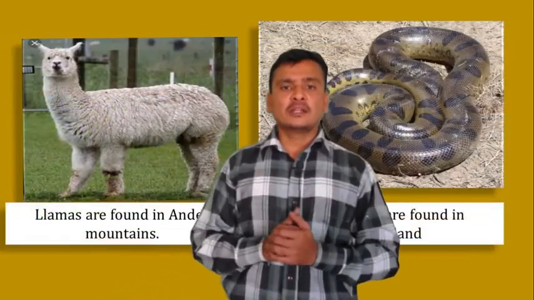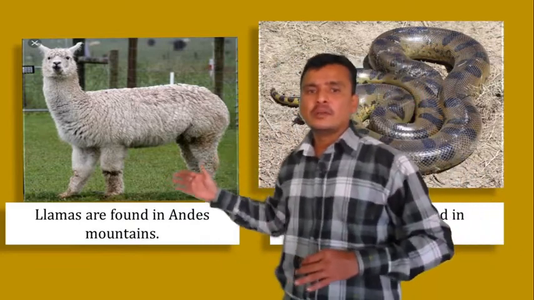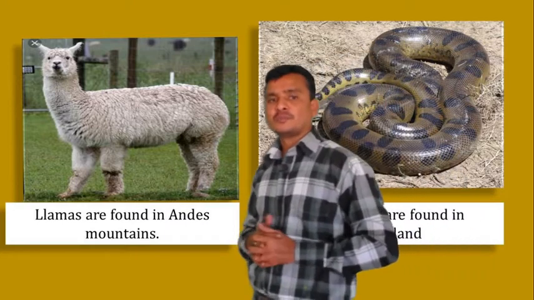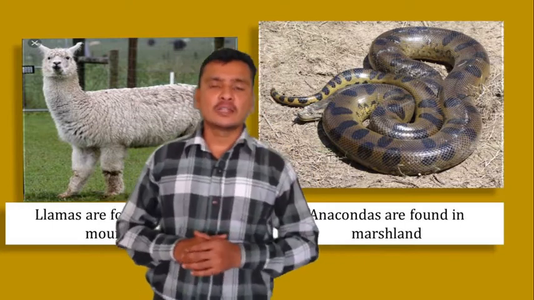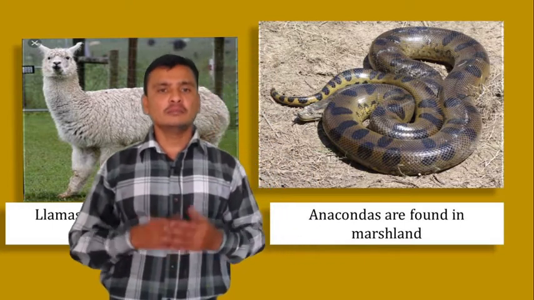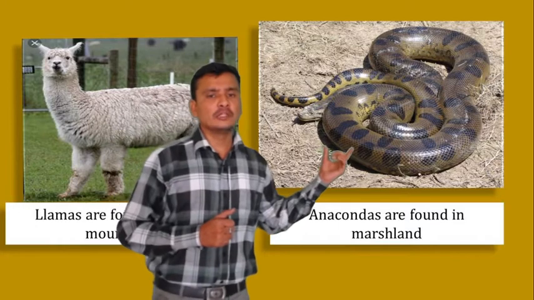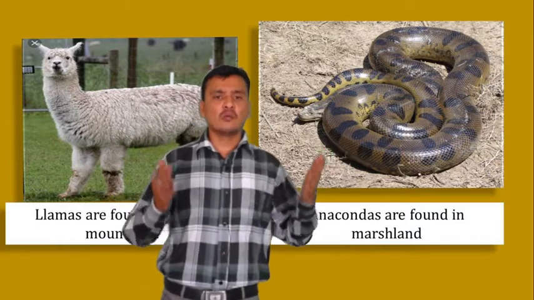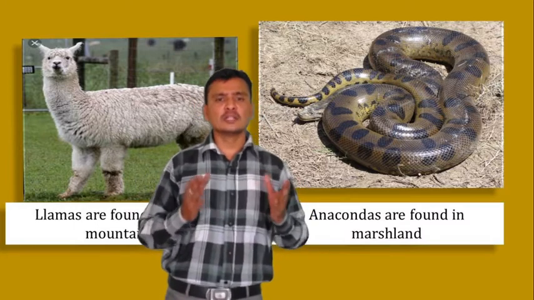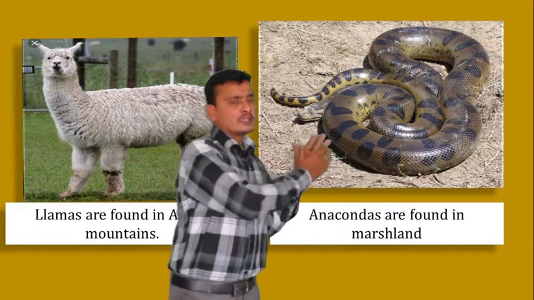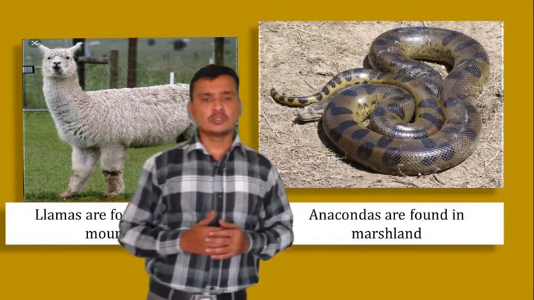Then another attraction of South America is that llamas are found in the Andes mountains. This is the largest snake in the world, and many people also know it through movies. This is the anaconda, found in the marshland. Marshland means there is a lot of water, mud, and other vegetation. This is the marshland, or we can also say daldal. And this anaconda is the largest snake in the world and is found in the Amazon forest and Amazon river also.